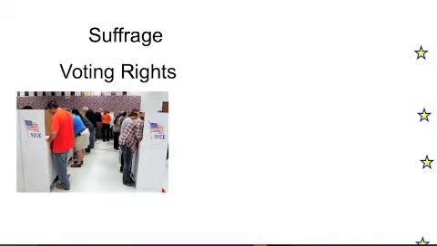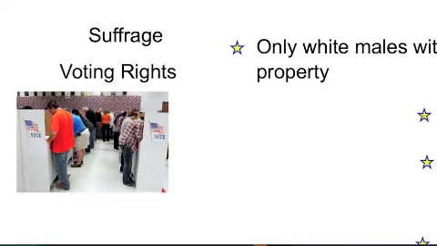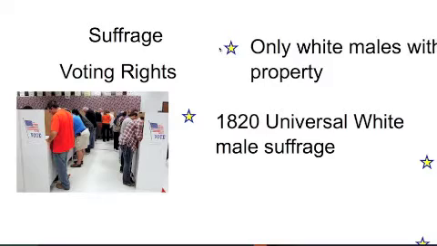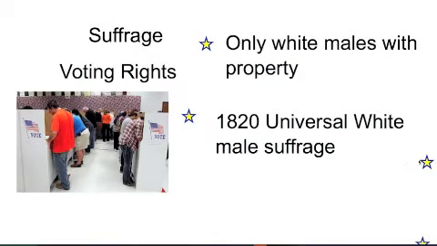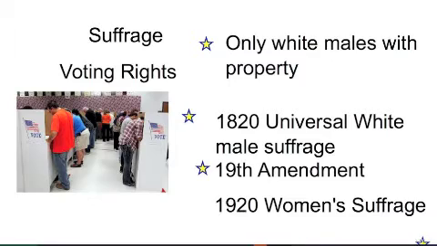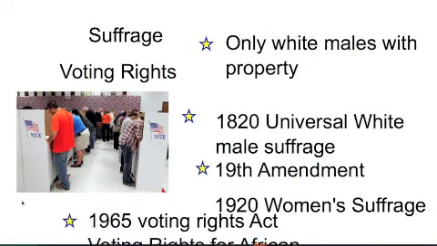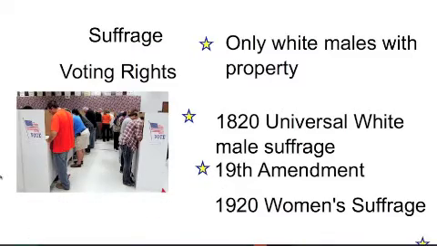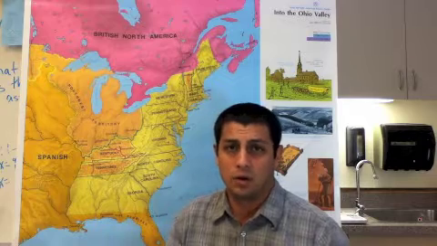Suffrage. Suffrage simply means voting rights. At this particular time, voting rights only go to white men who own property. Right before Andrew Jackson is elected, the voting rights change, and then it becomes white men with or without property. So suffrage is voting rights.